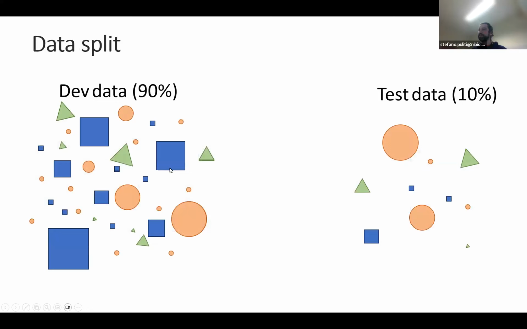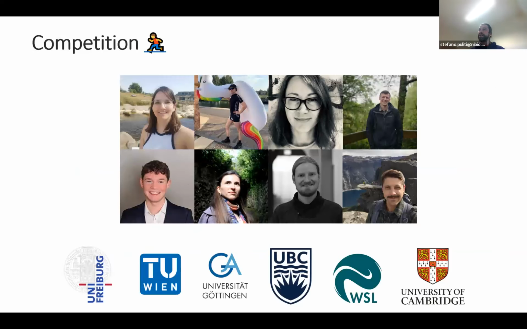We split it into dev and test data. And then we had a go with some people that are participating in the COST Action. You might recognize Matt Allen there. I always joke about his GitHub picture, the unicorn.